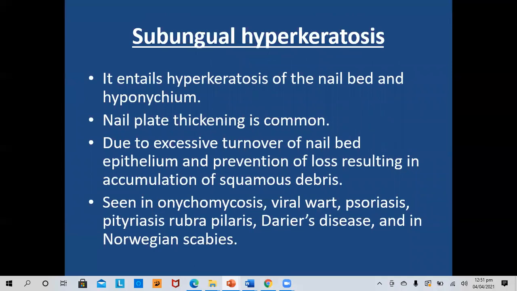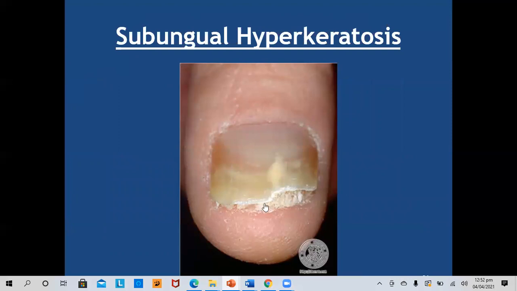Subungual hyperkeratosis entails hyperkeratosis of the nail bed and hyponychium. Nail plate thickening is common. Due to excessive turnover of the nail bed epithelium and prevention of loss, squamous debris accumulates under the nail plate. This is seen in onychomycosis, viral warts, psoriasis, PRP, Darier disease, and very typically in Norwegian scabies. You can see the squamous debris along with thickening of the nail plate. This is subungual hyperkeratosis.